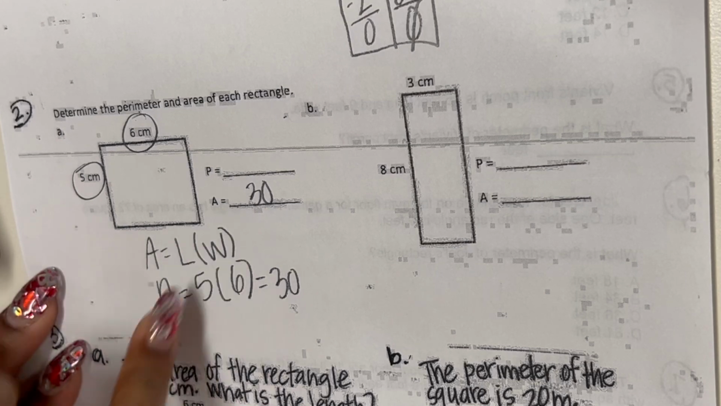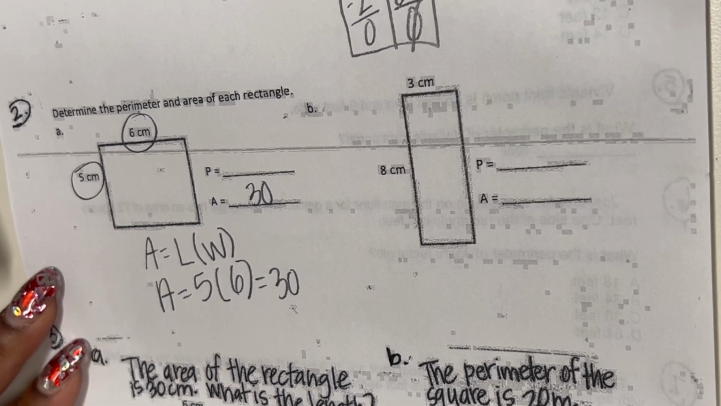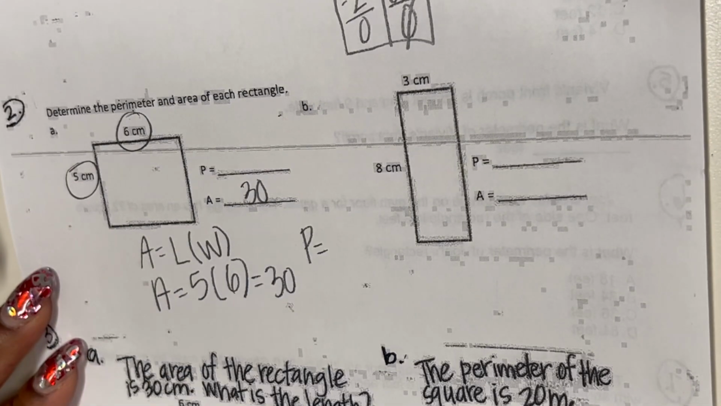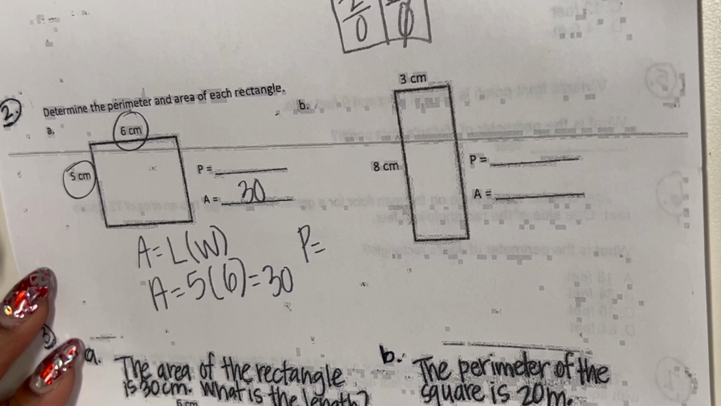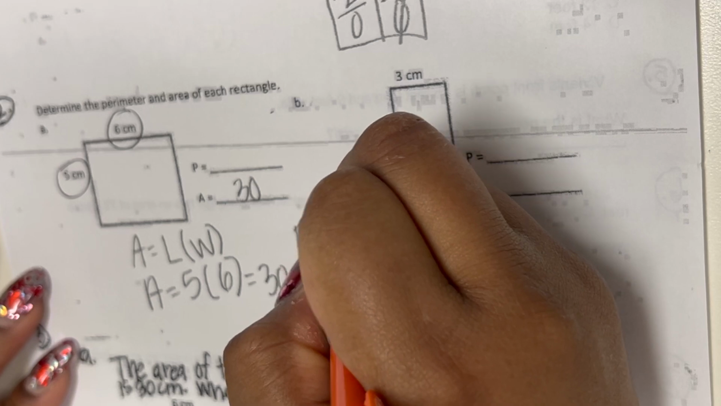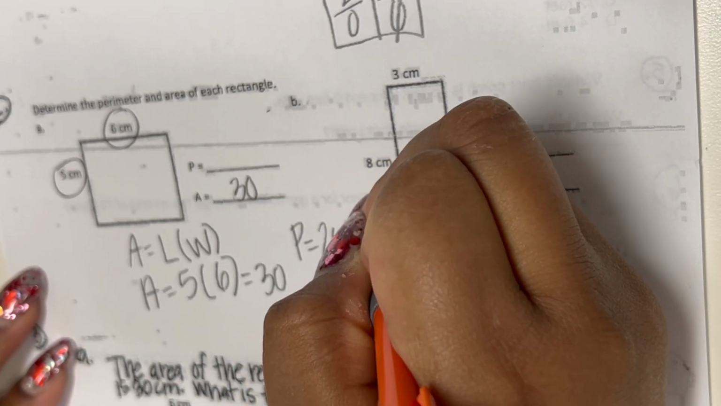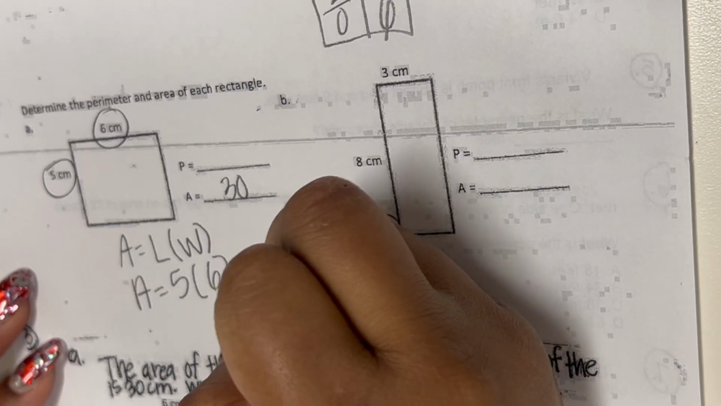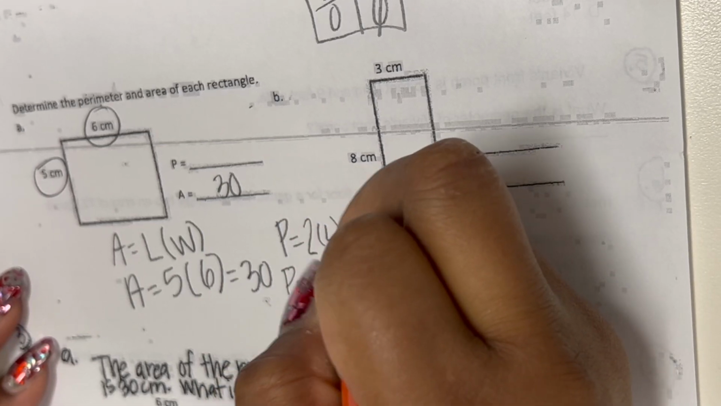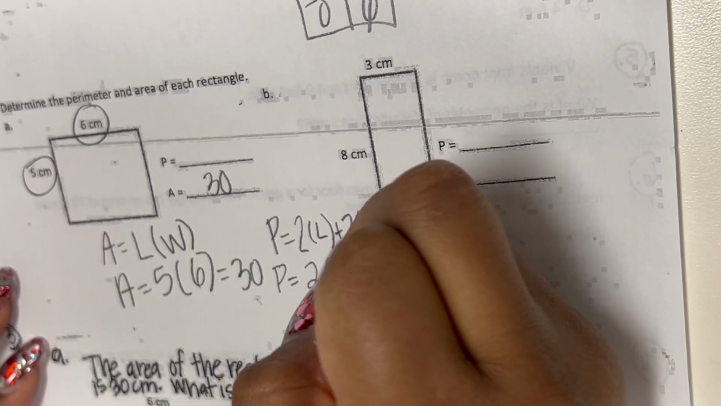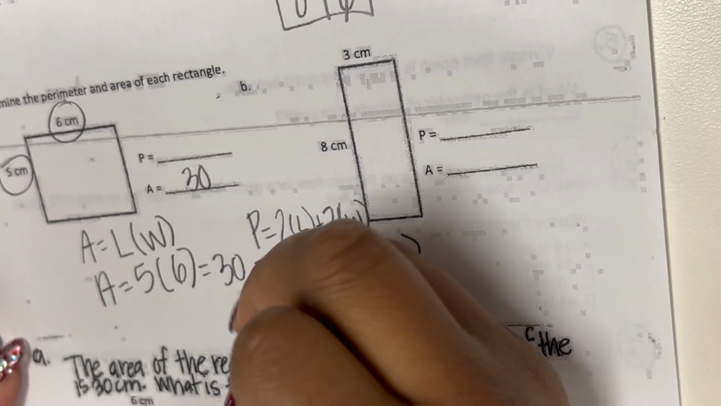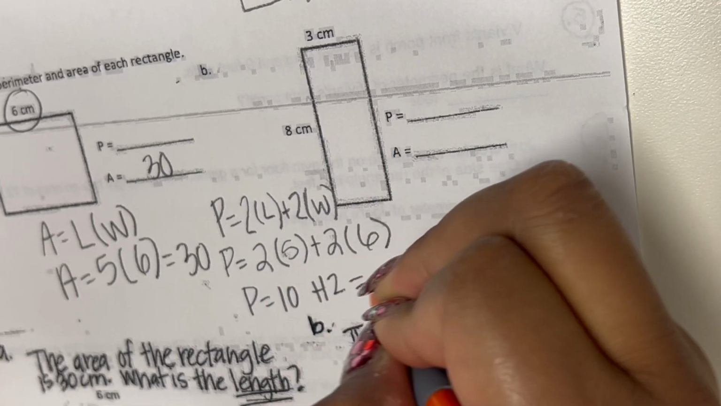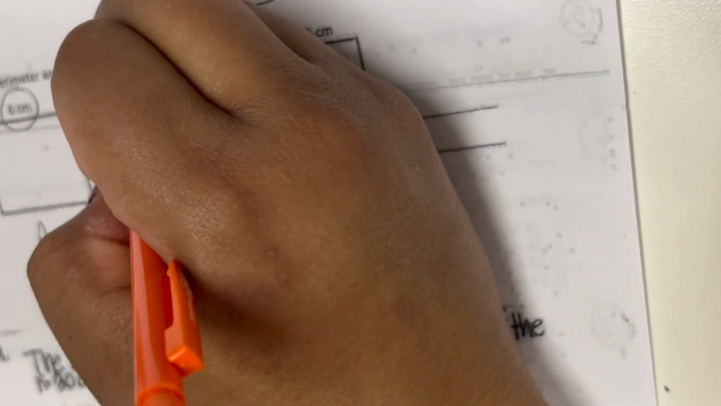A lot of us forgot our formulas on the test, so recognize that area is length times width. Now, perimeter. This is the one that we have not fully mastered, okay? 2 times the length plus 2 times the width. Okay, some of you like to add all your sides up, and that's okay. But we're going to use our formula. 2 times the length is 5 plus 2 times 6. 2 times 5 is 10 plus 12 equals 22. So the perimeter there is 22.